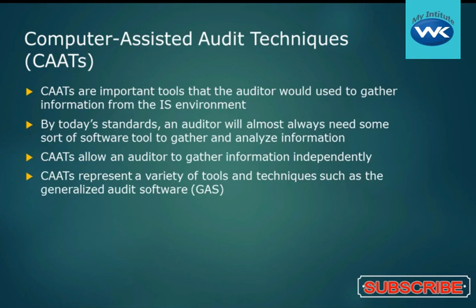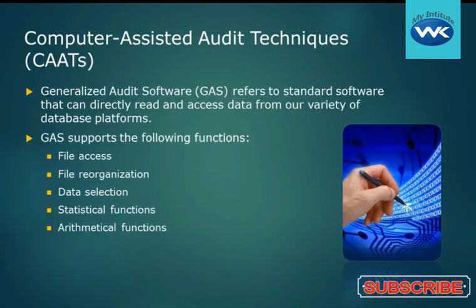One example is what we call GAS, the Generalized Audit Software. Now, when we talk about GAS, it refers to some standard software that can directly read and access data from a variety of different database platforms. It has the functions to be able to get to file access, file reorganization, data selection. It can provide statistical functions, different types of mathematical functions for us. But again, it's a tool that was designed specifically for the auditing of databases.